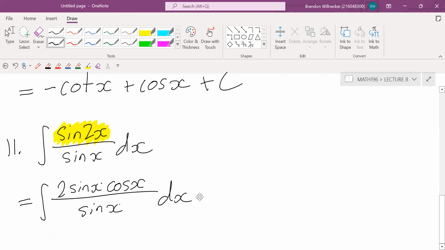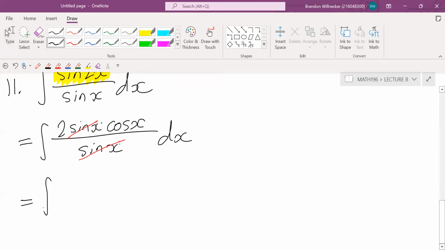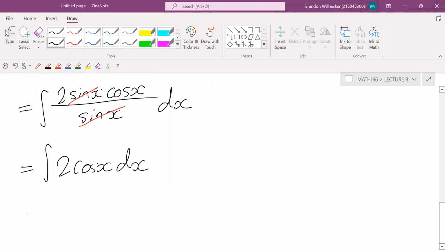Whenever you're in doubt with trig functions, just think to yourself, what are the trig identities that you know? And then you can use those to simplify what you're given. Like in this case, because we've got a sine x from the sine 2x, and we've got a sine x at the bottom, they're going to cancel each other out. So we're left with the integral of 2 cos x dx. This 2 can be taken out because it's just a constant.